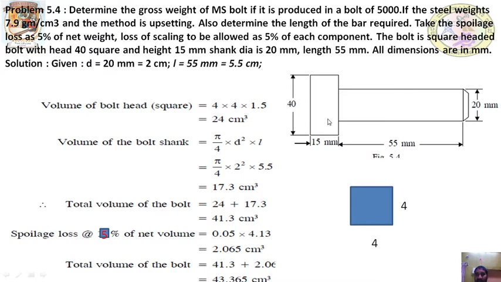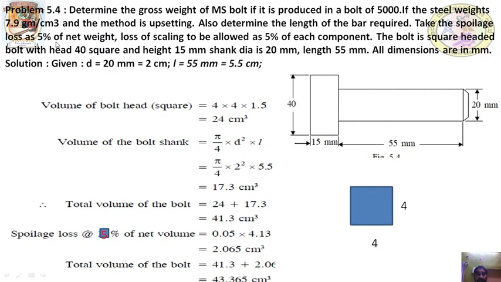So the total volume will be the addition of bolt head plus shank. So 24 centimeter cube plus 17.3 centimeter cube is the total volume of this headed bolt without considering loss. Now you have to consider the loss. He has mentioned in the problem two kinds of losses.